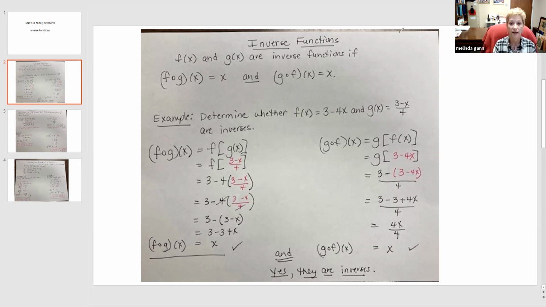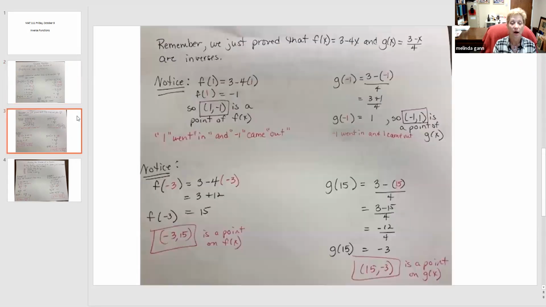Okay? All right, let's go look at something else you'd have to do. They're going to ask you, but let me show you this first, because I did do this. I want to make sure we're clear about it. All right, so here's what I basically said. Remember that on the last slide, we proved that 3 minus 4x and 3 minus x over 4 are inverses. Well, notice what happens if I put a 1 in f.